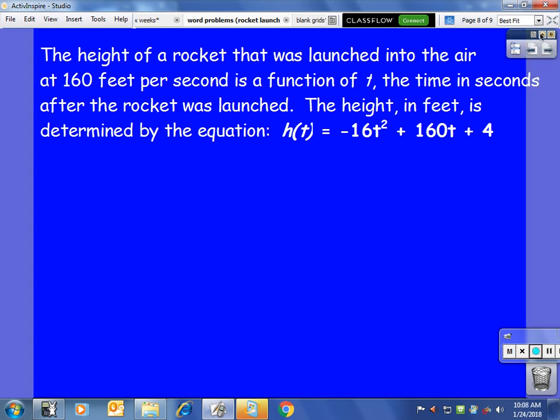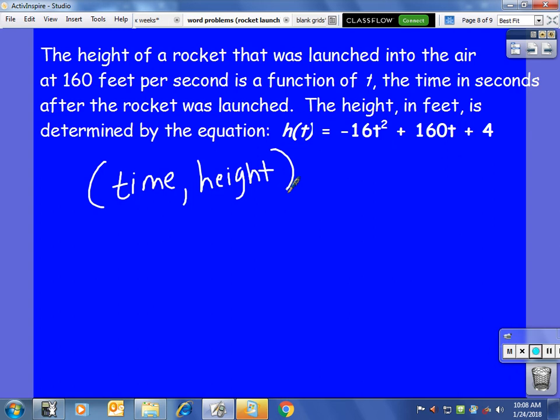Okay, so let's talk about what you think the t's stand for and what you think the outputs stand for. T stands for time. What's coming out? What does the y stand for? Height.